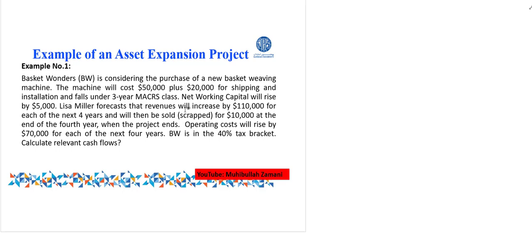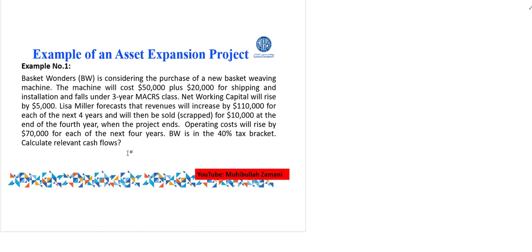Okay, now let me read all of them. Net working capital will rise by 5,000. Lisa Miller, it means this is the owner of the company. Lisa Miller forecasts that revenue will increase by 110,000 for the next 4 years and the machine will then be sold or scrapped for 10,000 at the end of the fourth year when the project ends. Operating costs will rise by 70,000 for each of the next 4 years. Basket Wonder is in 40% tax bracket. Calculate the relevant cash flow.